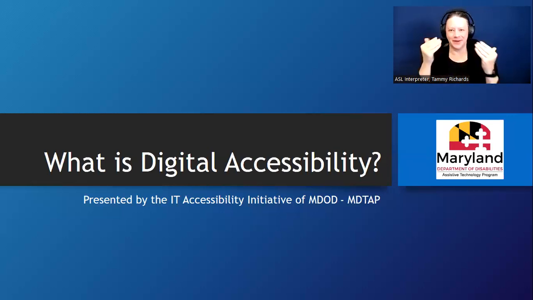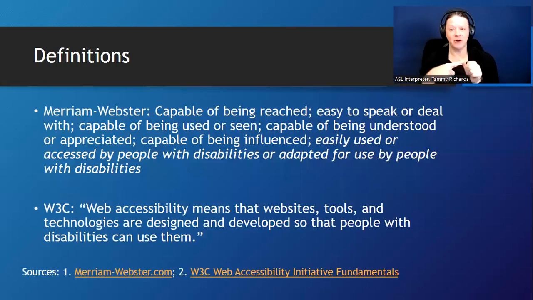So, the first thing I want to talk about is, what is accessibility? Let's define that term. When you look it up in the dictionary, and I pulled this from Merriam-Webster, accessibility is defined as capable of being reached, easy to speak or deal with, capable of being used or seen, capable of being understood or appreciated, capable of being influenced. And the definition we're going to focus on today is easily used or accessed by people with disabilities or adapted for use by people with disabilities. This is a general definition of accessibility.